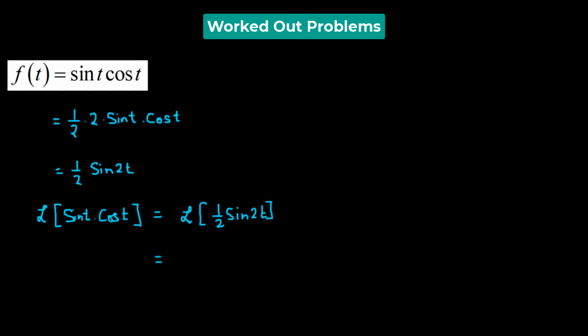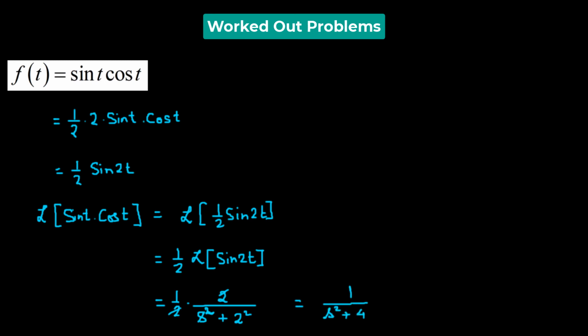So that will be half multiplied to the Laplace transform of sine 2t. So we have half multiplied to the Laplace transform of sine 2t, which will be a, which is 2, divided by s squared plus a squared, which is 2 squared. So the 2 and 2 will get cancelled, leaving us with 1 over s squared plus 2 squared, which is 4, and of course s is greater than 0. Let's move on to the next question.